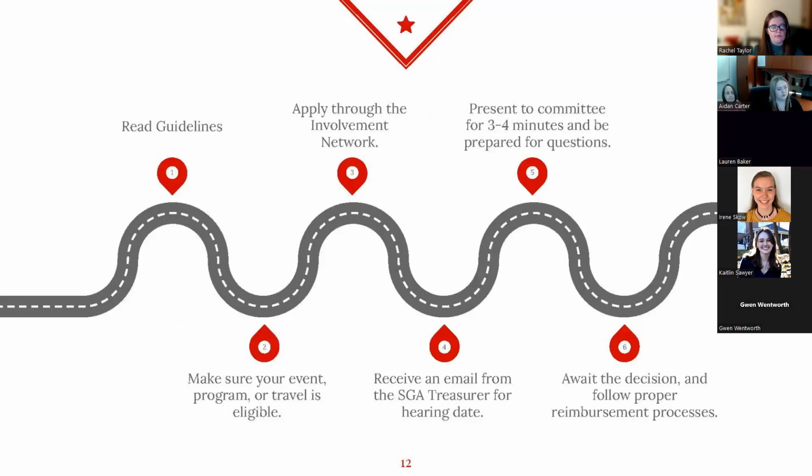So again, this is just an overview, a roadmap of how it works. Make sure to read the guidelines because there are a couple of very specific things that we can't fund. Then make sure your event, program, or travel is eligible, which you can do by reading the guidelines and making sure they match up. Then you would submit your application through the Involvement Network, and you would receive an email from Gabby with your hearing date, and respond to confirm that you will be able to be present. Then you will present to our committee for 3 to 4 minutes. It's really not supposed to be hard.